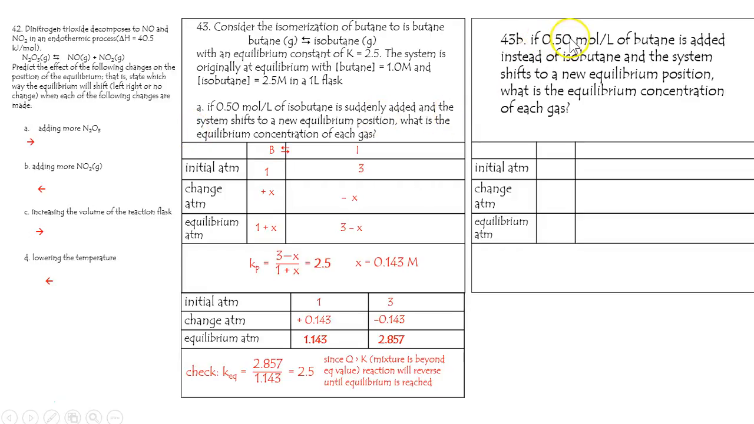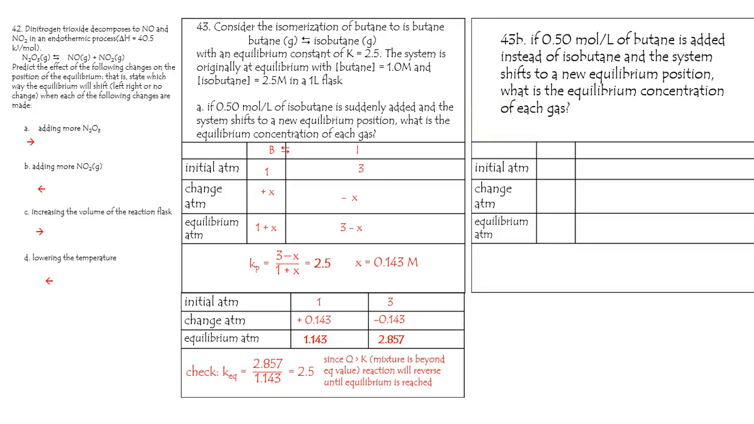43b, if 0.5 moles per liter of the butane is added instead of isobutane, what is the equilibrium concentration of each gas? Maybe you could just say, well, the numbers will be reversed, right? It's the same amount, but it got added to the other stuff. That would be a nice fast way to do it. But let's do it by the numbers.